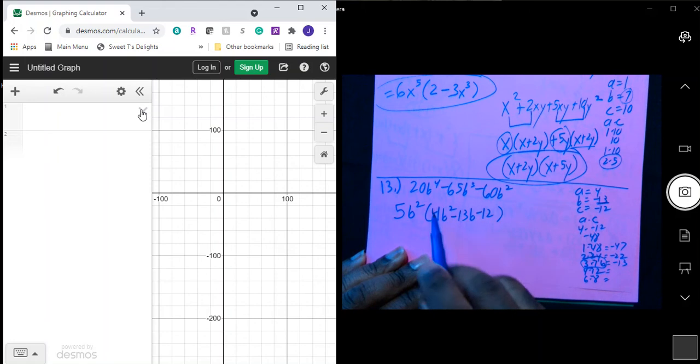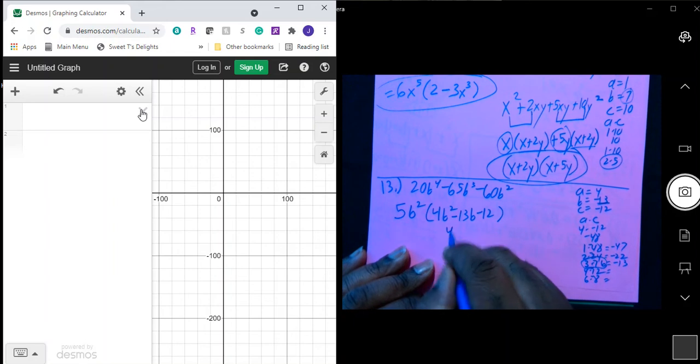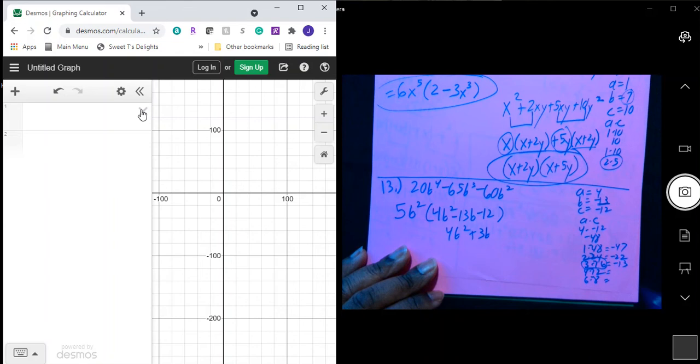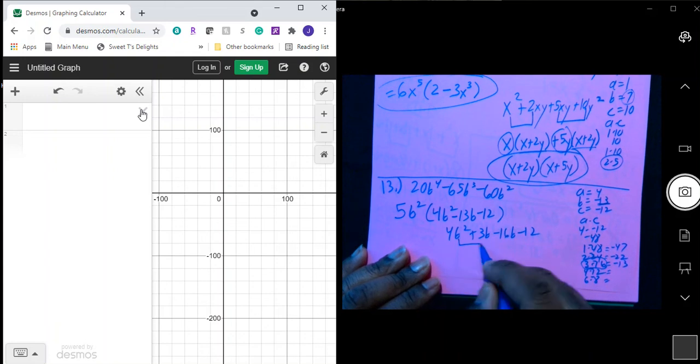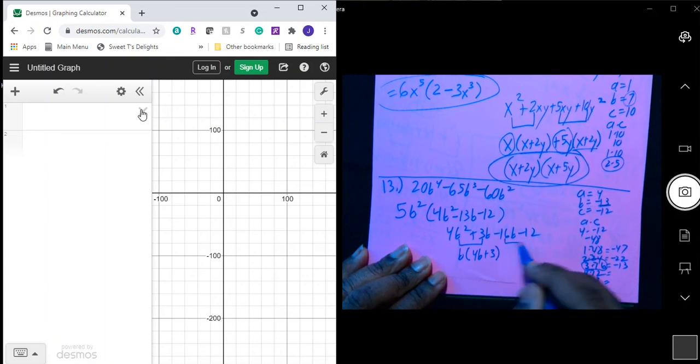So now we're going to just concentrate on this parenthesis, and we'll bring down the 5b squared later. So we have 4b squared plus 3b minus 16b minus 12. Now we group the first two. We can only factor out a b, and we have 4b plus 3. We group the second two. Now this is important.